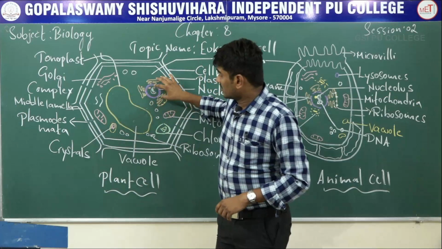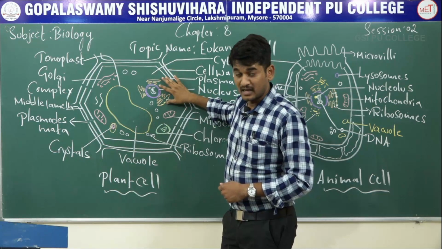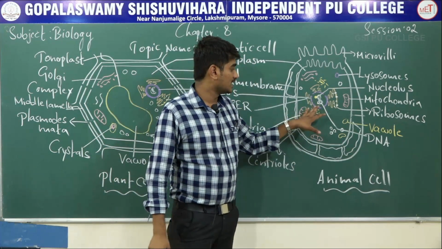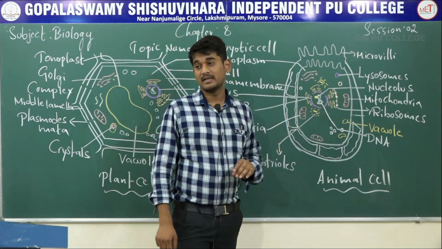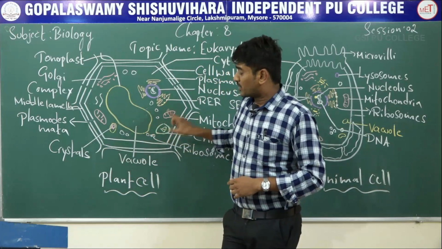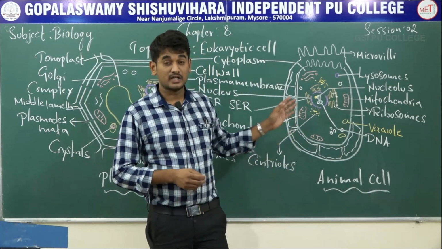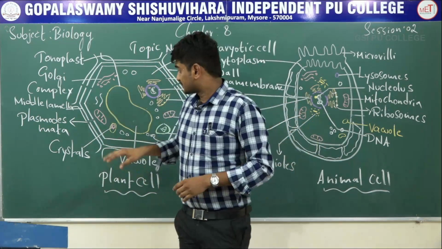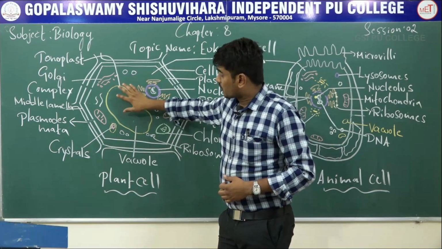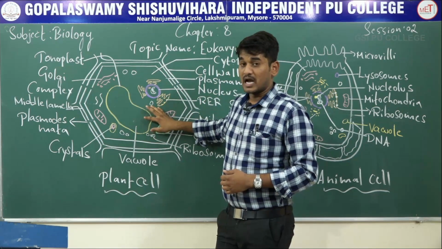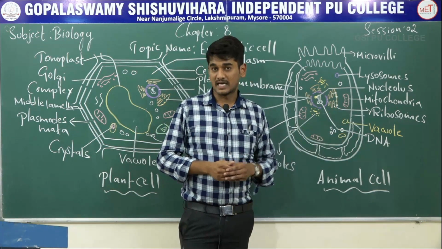And here we can observe in the plant cell the nucleus is present on the peripheral side, but in the animal cell the nucleus is located in the center of the cell. The number of mitochondria in the plant cell is less, but in the animal cell the number of mitochondria is more. The third one is we can observe presence of a large central vacuole in the plant cell, but in the animal cell small vacuoles are present on the peripheral side.